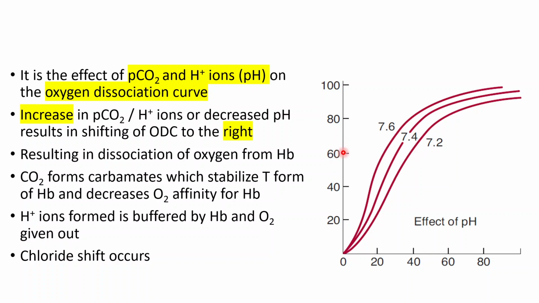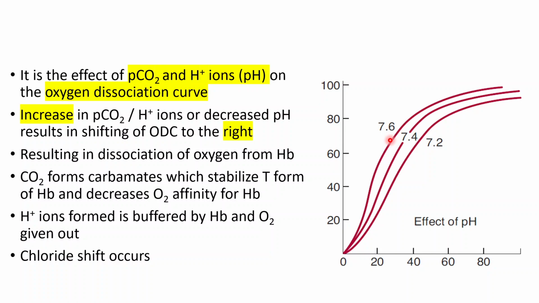As a result, oxygen is lost when the pH decreases, or H positive ions increase, or if the partial pressure of carbon dioxide increases. So this is known as Bohr effect: shifting of the oxygen dissociation curve to the right side, which signifies increased unloading of oxygen from the hemoglobin, and this unloaded oxygen is given off to the tissues. Okay, now why does this happen?